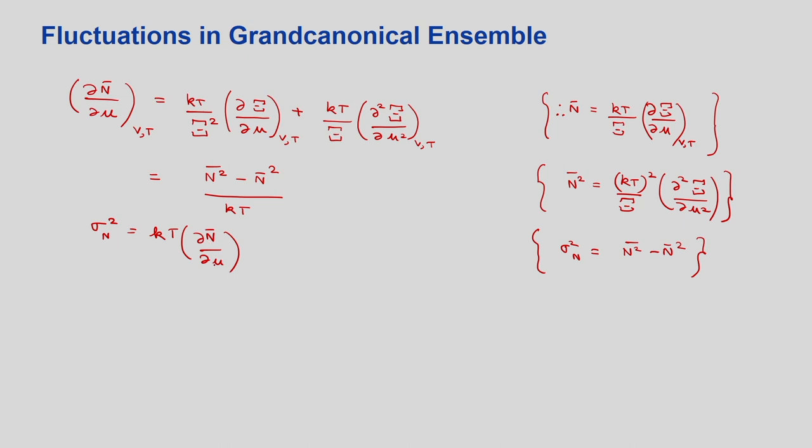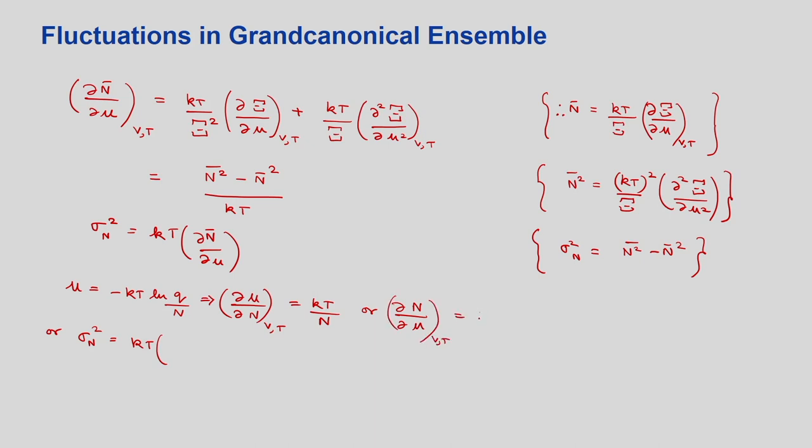Now we need to find an expression for ∂n bar by ∂mu. For an ideal gas, you know the expression for chemical potential is minus kT ln of q by N. You already know. You take the derivative with respect to the number of molecules, keeping the volume and temperature constant, and you will get kT by N, simply. So sigma n square then becomes kT into ∂n bar by ∂mu, because this is ∂mu by ∂n or ∂n by ∂mu, which will be N by kT. Now I need to calculate kT into N by kT. So kT and kT cancel out, it is simply N. So sigma n is equal to root of N.